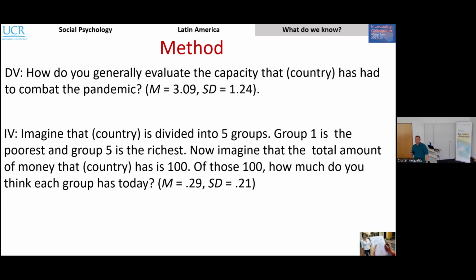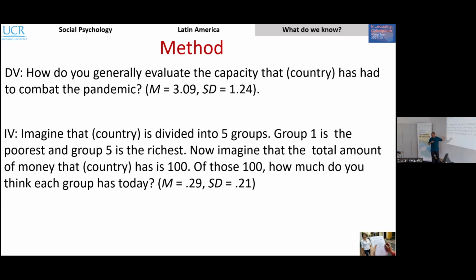And this is our independent variable here, our predictor. And as I mentioned, if you paid attention, this is the same measure that Norton and Ariely used in the influential article in 2011. They asked people, okay, you have $100, how would you divide this $100 among the 5 groups of the population? And we make an index, and we make a subjective Gini index.